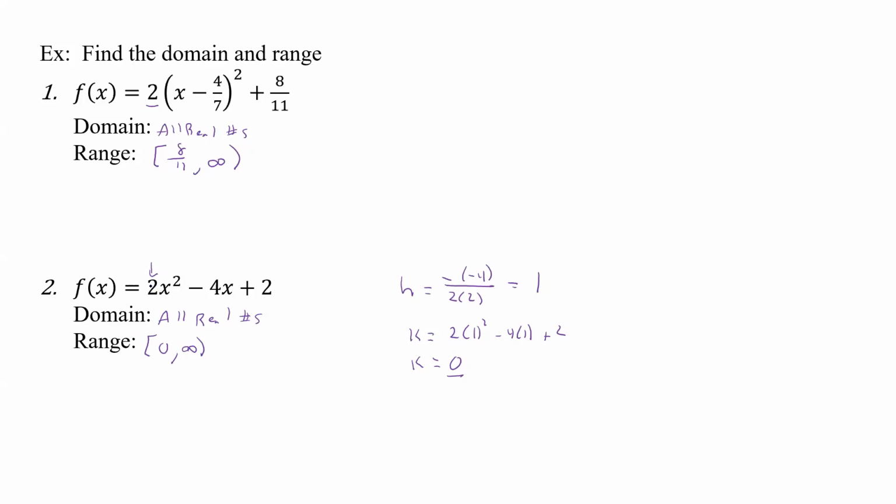Now, if this had, say, been a negative, then it would go from negative infinity up to 0, and then we'd have our bracket. But we probably wouldn't still get a 0 if we had a negative 2 here. But just in case it had been, you would just have that backwards there. It'd go from negative infinity up to that 0. And so that's how you find the domain and ranges on different types of functions, whether they're in the standard form or they're in the general form. Okay, any questions there?